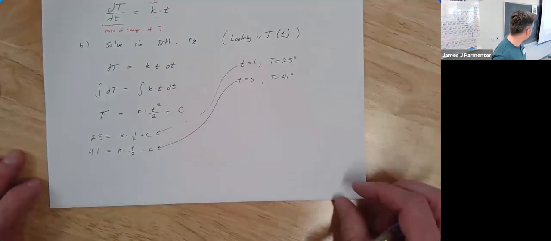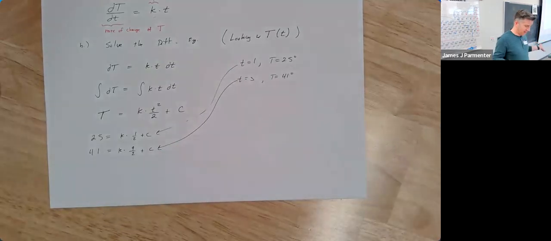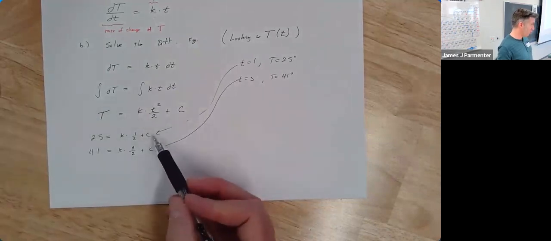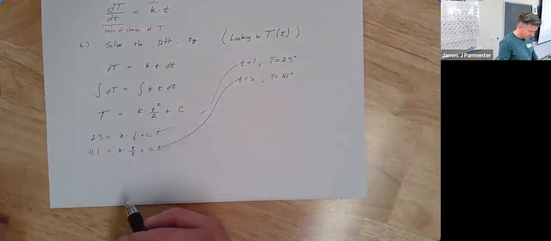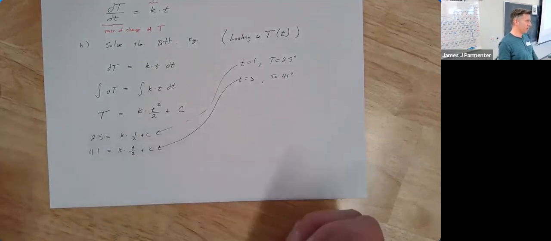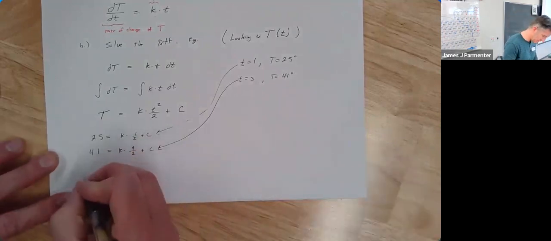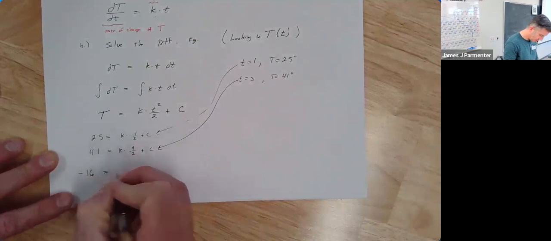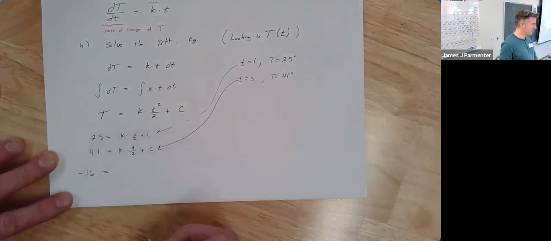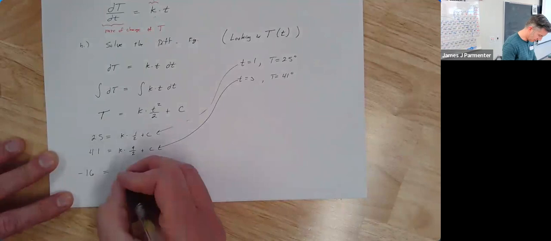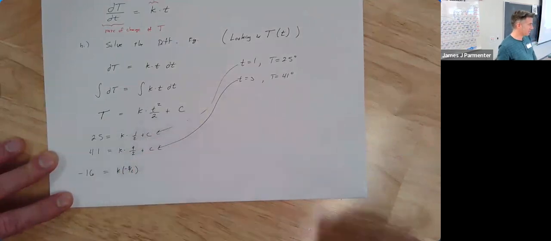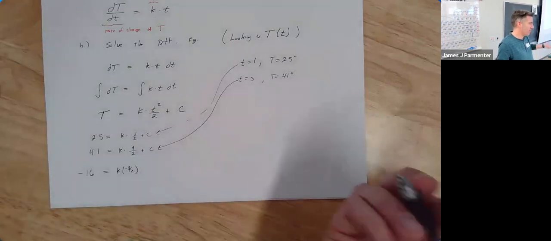There's a lot of ways we could solve this. An easy way to do this, I see, is that since both of these have the exact same amount of C in them, I could subtract these from each other. And I'll subtract in the way they're written, even though I'm going to get negatives, that's fine. 25 minus 41 is negative 16. 1/2 minus 9/2 is negative 8/2. So I get K times negative 8/2. And C minus C is 0. Or you could have subtracted the other way.